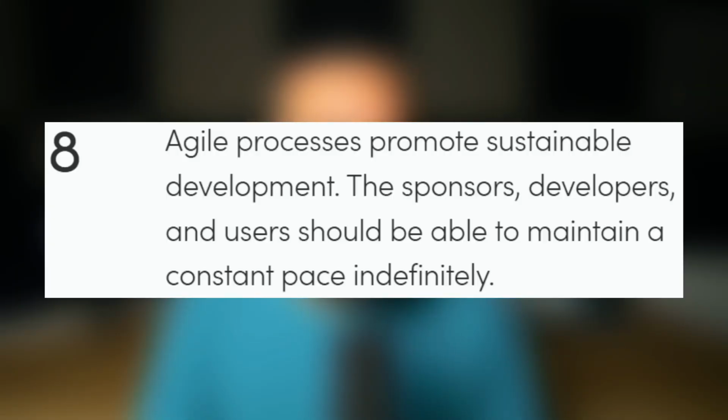Agile principle number 8. Agile processes promote sustainable development. The sponsors, developers, and users should be able to maintain a constant pace indefinitely. So please set the right target. It shouldn't be to improve velocity. It should be to stabilize it.